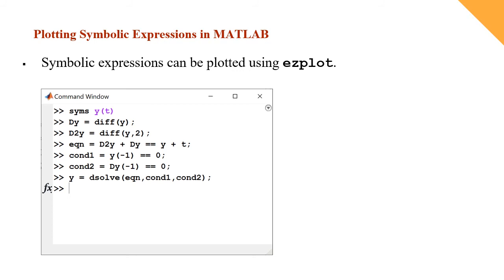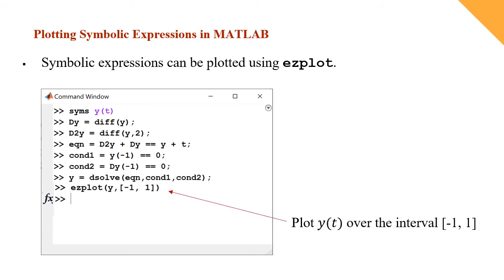The first method is to use the function ezplot. So it's short for easy plot, basically. It's just EZ and then plot. And you need to provide the function ezplot with these arguments. First, you need to put the symbolic expression, and then you need to provide it with the limit for the independent variable. So ezplot y, -1, 1 simply means plot y of t on the interval -1 until 1.